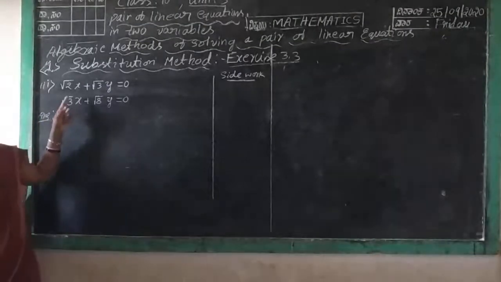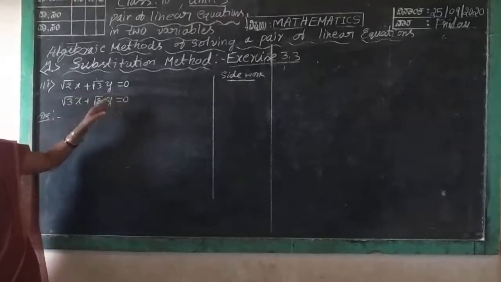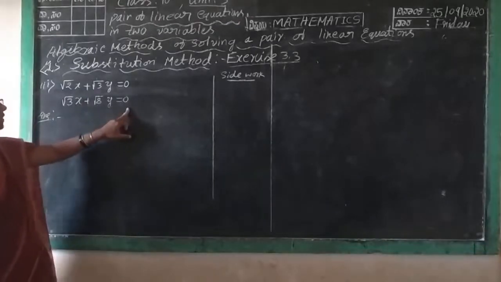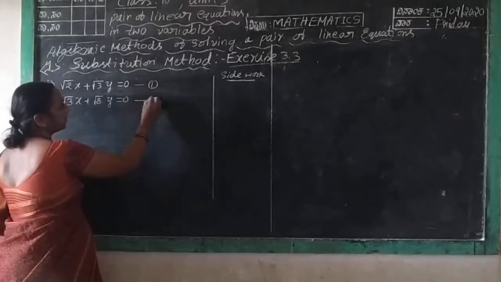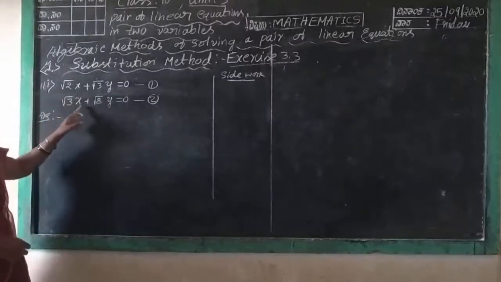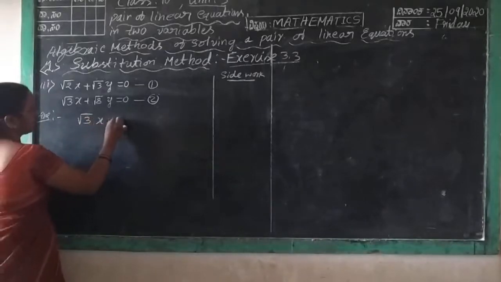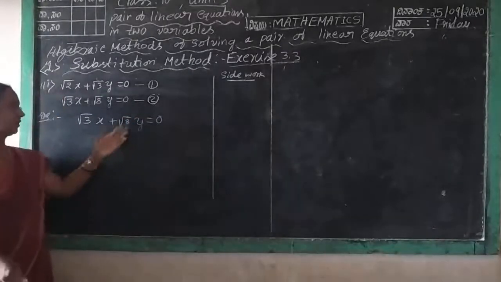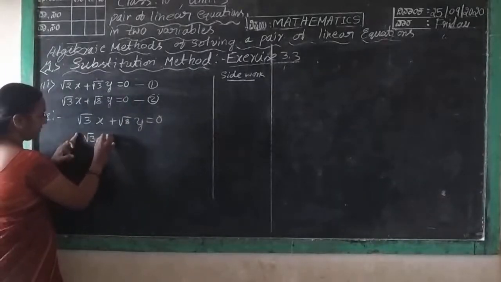The other problem is root 2x plus root 3y is equal to 0. Then root 3x plus root 8y is equal to 0. We name them the first and second equations. Then we take equation 2, root 3x plus root 8y, to find the values. Then we find the y values.